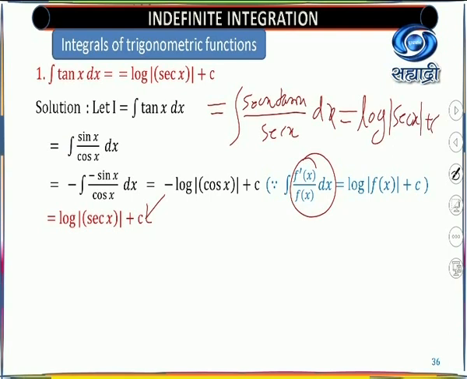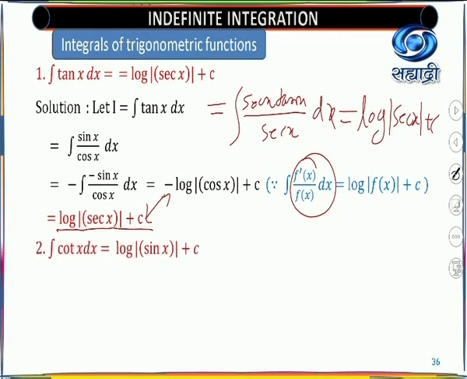This is another alternative method. Either you solve by this method, or if you don't remember this method, you multiply and divide by sec x. And these two answers are correct. Minus log of mod of cosec x plus constant is also your correct answer, as well as log of mod of sec x plus constant of integration is also correct.